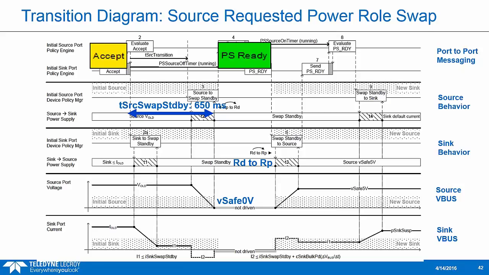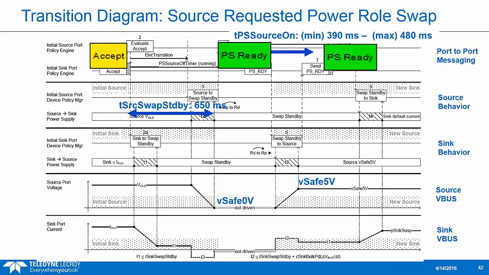Simultaneously, on that first PS ready where the old source goes off, that starts the PS source on timer. So here's another place where the spec is kind of confusing. It looks like a min and max, but it really defines a range. It's easier to explain this by looking at the test log.